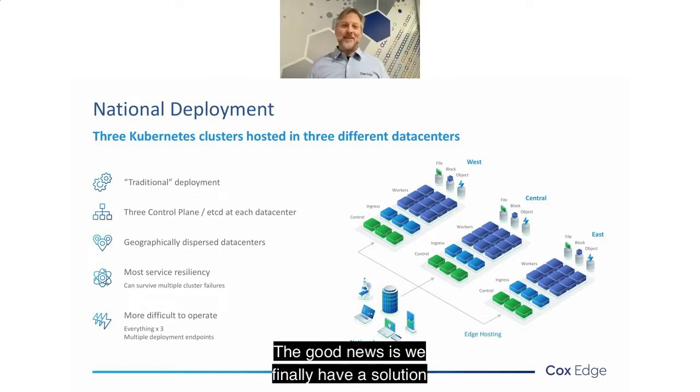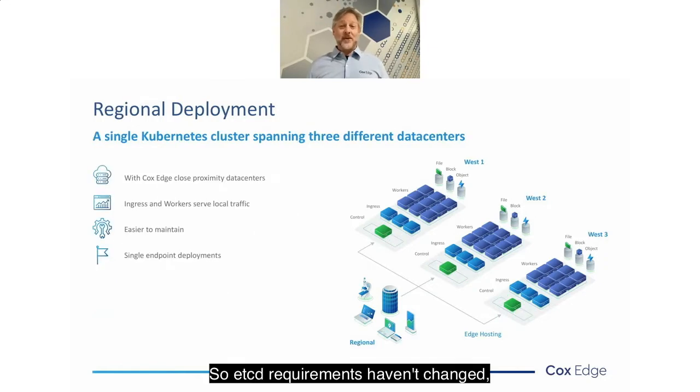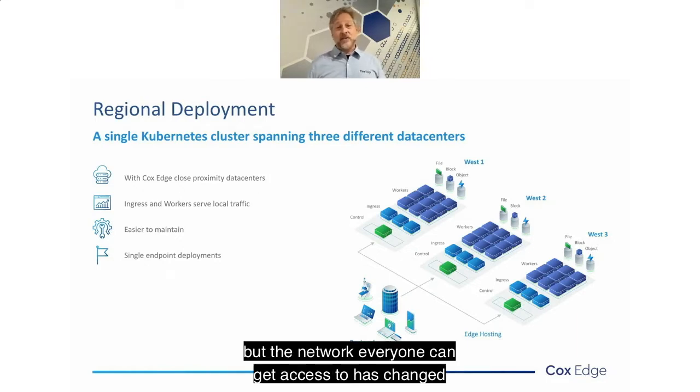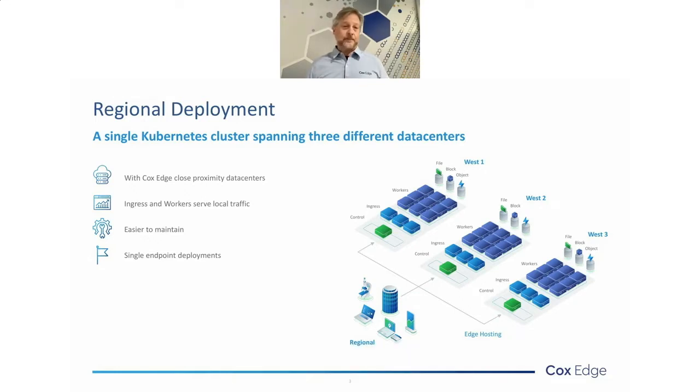The good news is we finally have a solution to the split brain problem. So etcd requirements haven't changed, but the network everyone can get access to has changed. Because if you deploy on a last mile edge architecture, you can finally split etcd across multiple regions and maintain very low latency and even keep your costs down.